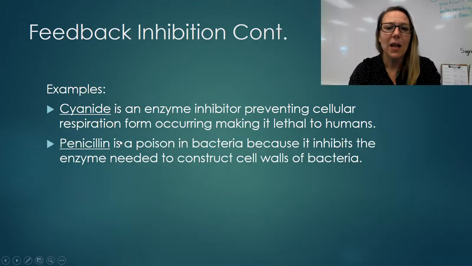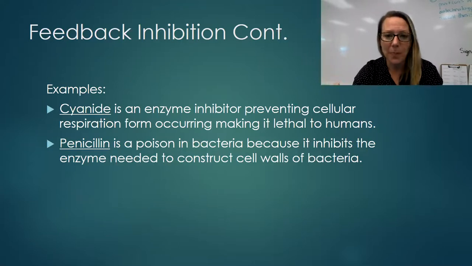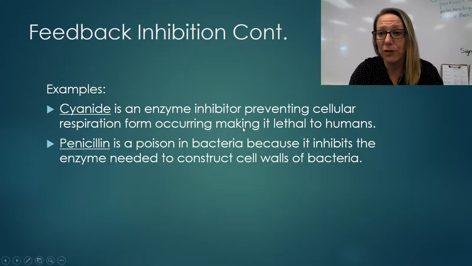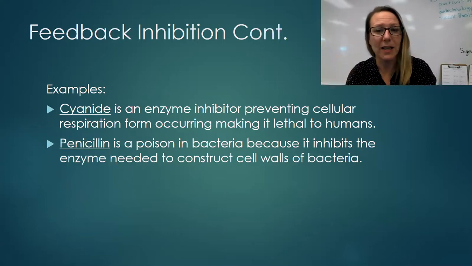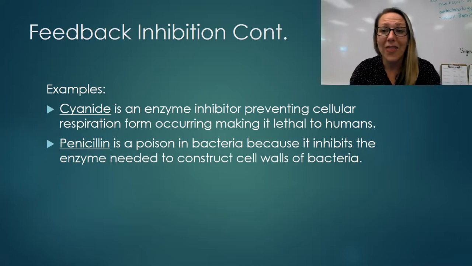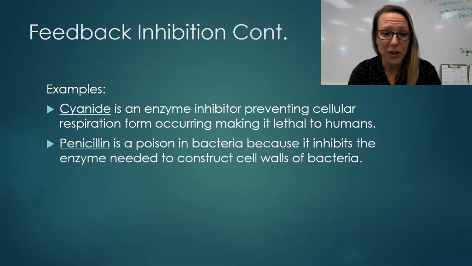Some examples. Cyanide poisoning, if you've ever heard of that, what the poison does is it stops cellular respiration from occurring. So it stops the enzymes that allow cellular respiration to occur. That means we can't use the oxygen and glucose to make ATP. We stop making ATP and we die. So cyanide is an example of something that stops enzymes from functioning.